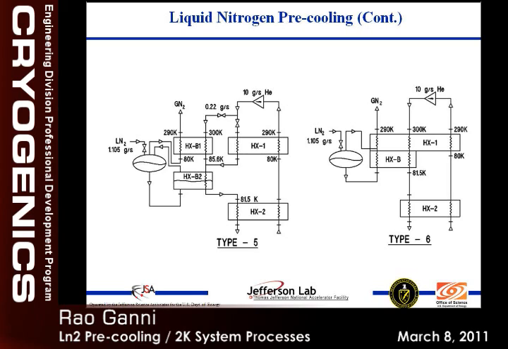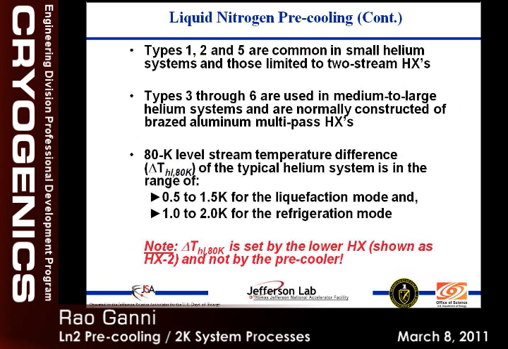So we made it a lot more efficient way of providing this cooling. And this is one of the types which is commercially used. This is how Linde designed the SMS pre-cooling on their main refrigerator. We'll come and talk about the differences in these. So types 1, 2, and 5 are commonly used in small ones. Types 3 through 6 are used in medium to large machines.